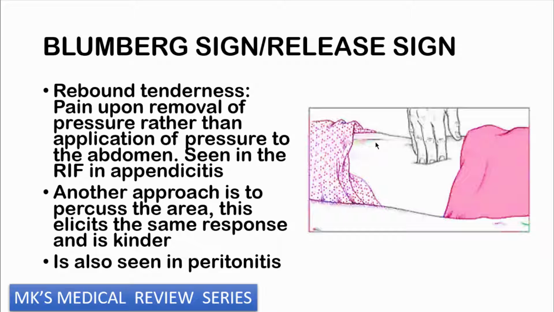Pain is going to be felt upon removal of the pressure rather than application of the pressure to the abdomen. This is often seen in the right iliac fossa in patients with acute appendicitis. So you're going to be applying pressure gently in the right iliac fossa, and then once you suddenly remove that pressure, this person is going to be in pain. So you refer to that as a positive Blumberg sign.